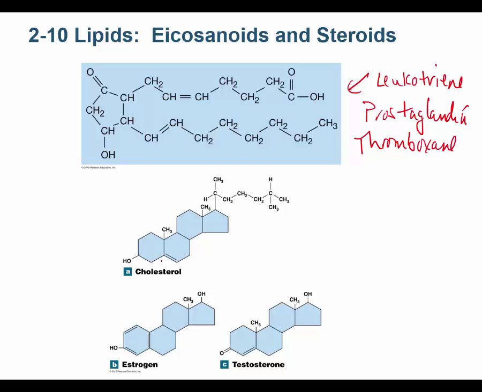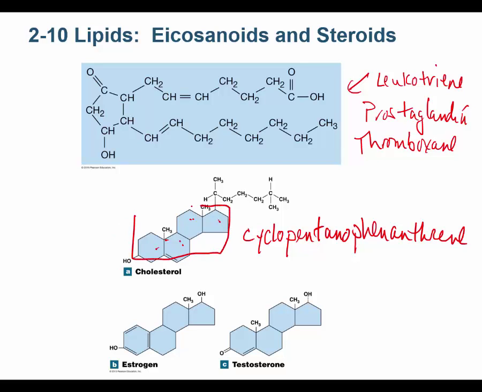And then we have steroids. Steroids always have these 4 ring structures right here. The 4 ring structure, by the way, is called the cyclopentanophenanthrene. That's what just the ring structure is called. Yeah, what a word for that. You can't play that in Scrabble. That's too long. Cyclopentanophenanthrene ring. That's just this ring structure.